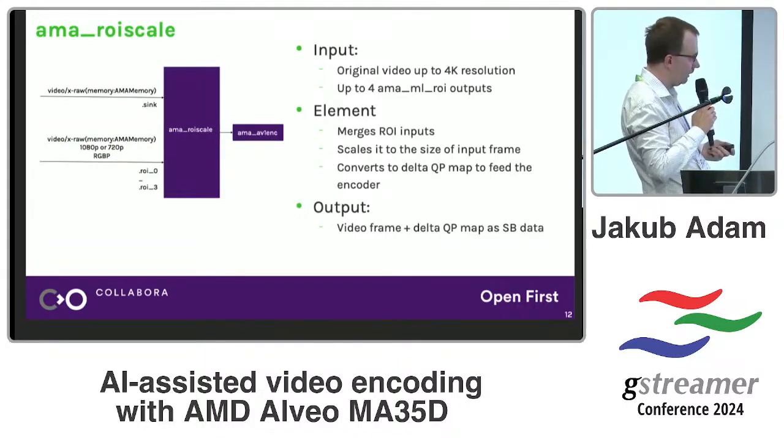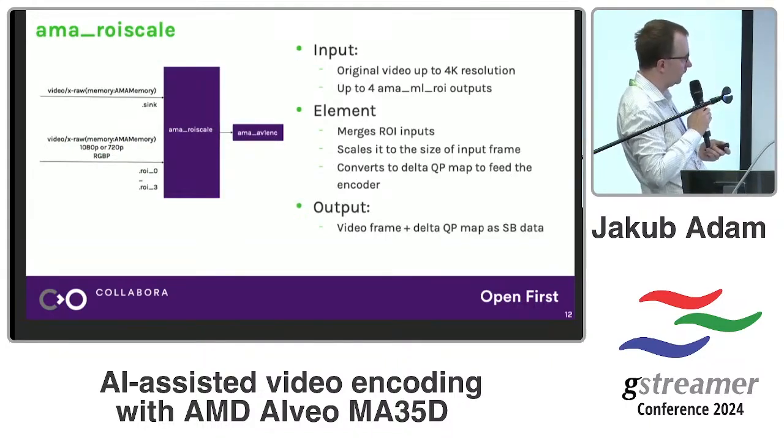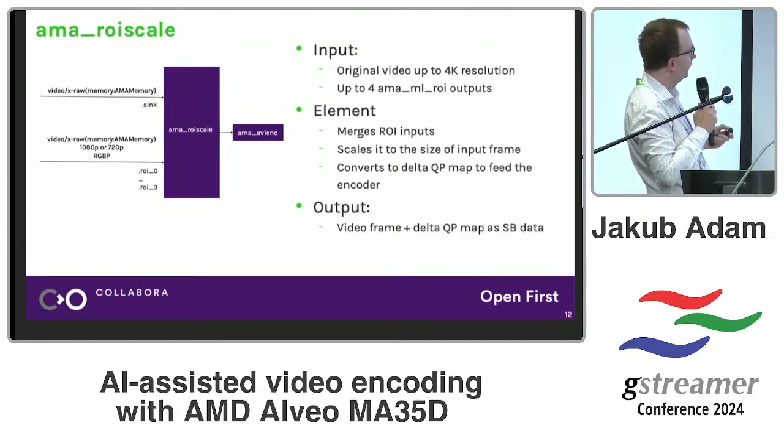Okay, so now you don't want to inspect the data yourself. You want to use that to improve your video encoding. There is another element here for it, AMA ROI scale. Its input is your video frame in the original intended resolution that you want to encode, and the other up to 4 inputs are the outputs of the ML ROI element.